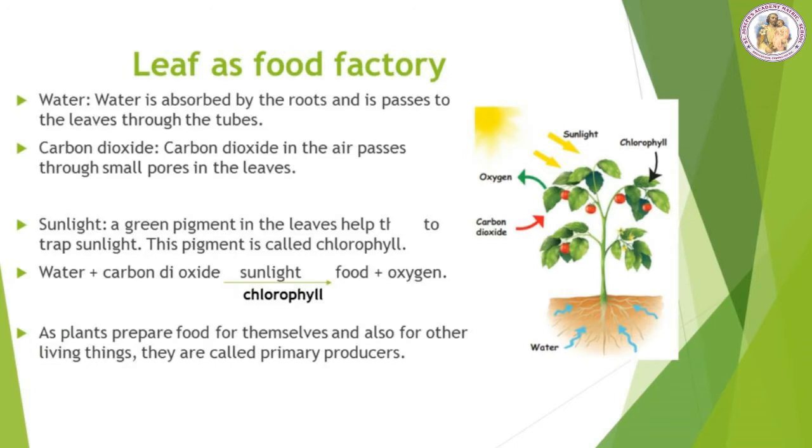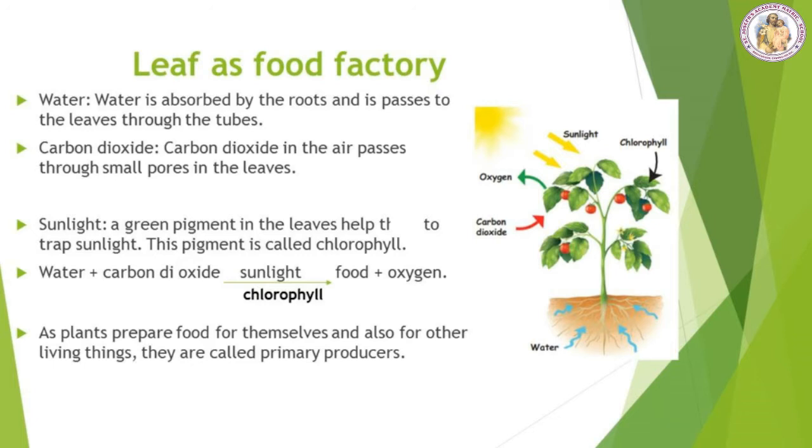Water. Water is absorbed by the roots and is passed to the leaves through the tubes. Carbon dioxide. Carbon dioxide in the air passes through small pores in the leaves. Sunlight. A green pigment in the leaves helps them to trap sunlight. This pigment is called chlorophyll. Most leaves are green in color because of this green pigment. Through photosynthesis, plants produce food and release oxygen into the air.